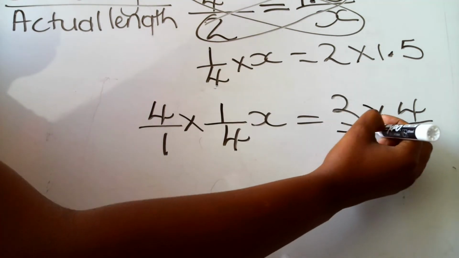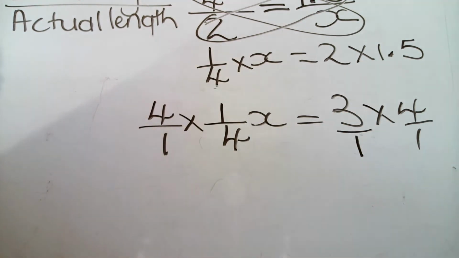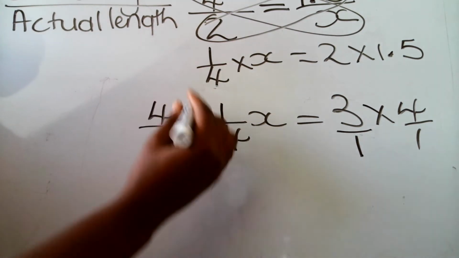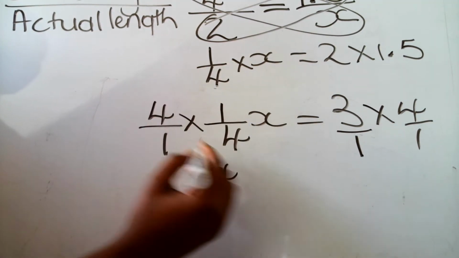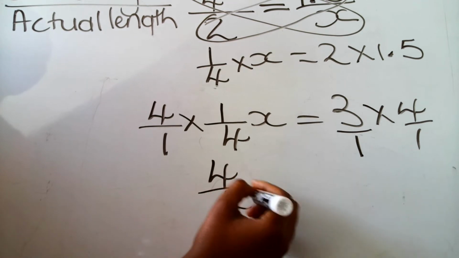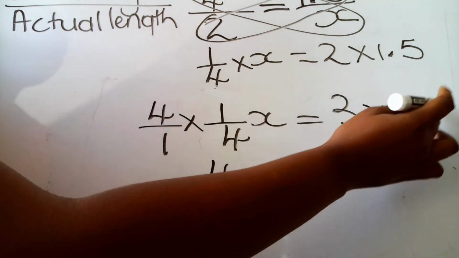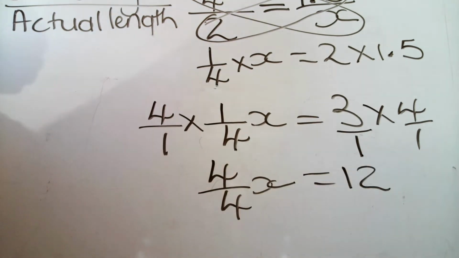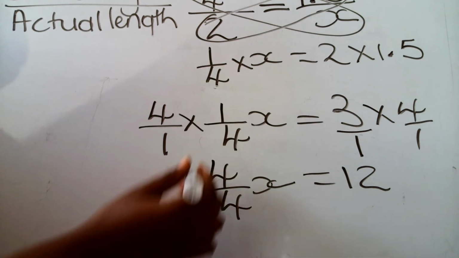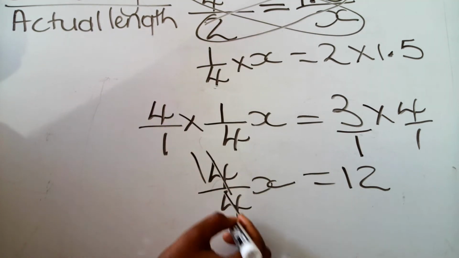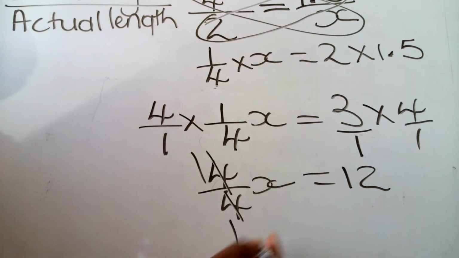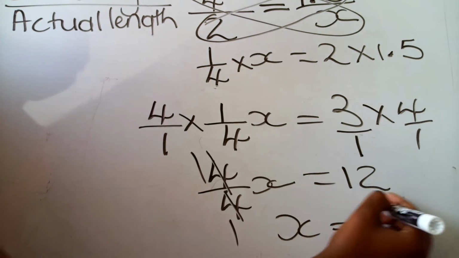You can change the whole number to a fraction by just putting a 1 under the whole number. 4 times 1 is 4, 1 times 4 is 4. So we have 4/4 x is equal to 3 times 4, which is 12. 1 times 1, we know it's going to give us 1, so it remains 12. 4 into itself is 1, 4 into 4 is 1. So x is equal to 12. See, we end up back with the same result.